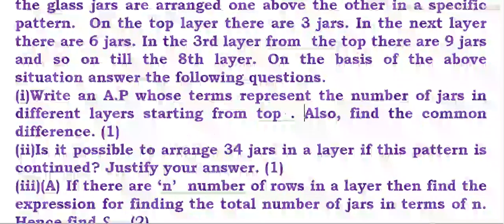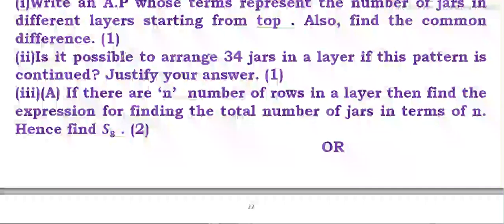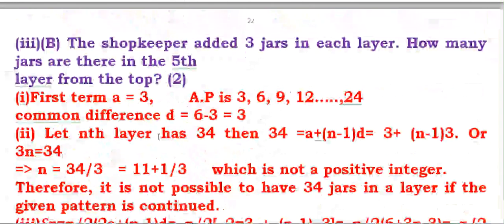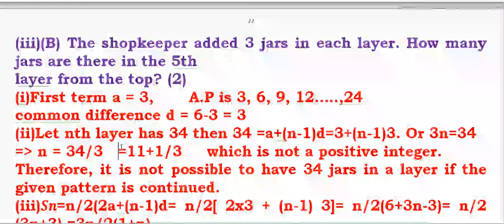This AP is 3, 6, 9, 12, 24. Common difference here is 3. Then the second is, is it possible to arrange 34? It means 34 must be a term of this AP. We should try to find whether 34 is a term in the AP or not. In this, if we take the formula A n is equal to A plus n minus 1 into D, the value of n comes in fraction, and any AP does not have any term in fraction. So here it could not be possible that there may be 34 in any row.